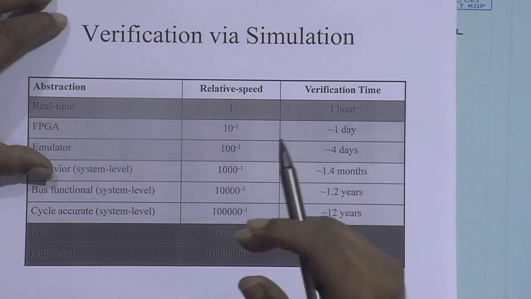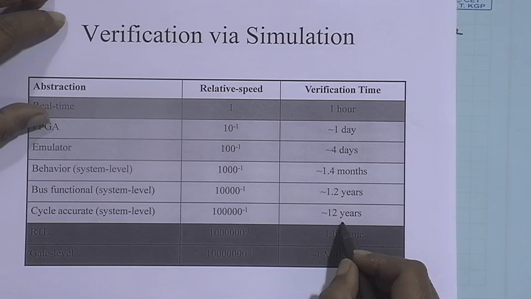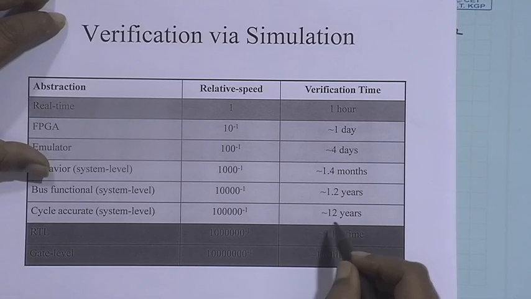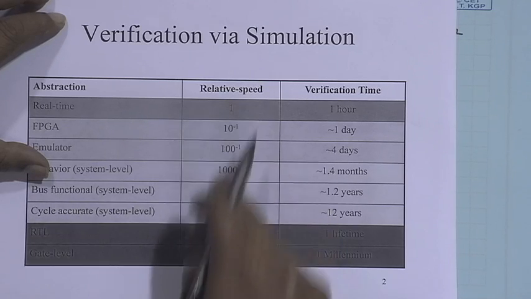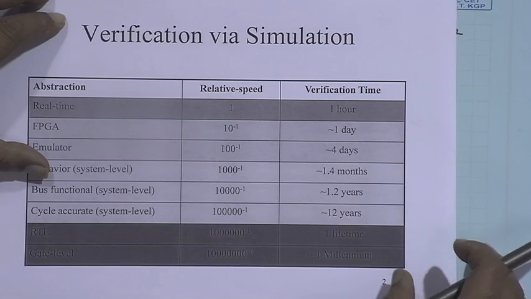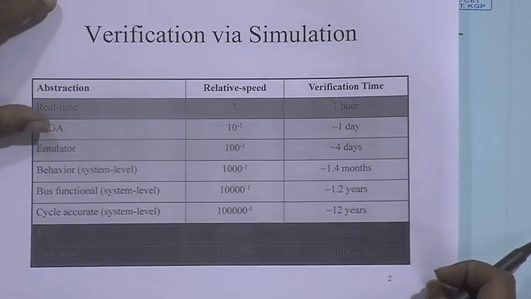If I go further down to the cycle accurate system level, where at every cycle it is accurate or not, then it will take around 12 years. And the hazardous thing that I was talking about is not visible here. At the same scale, an RTL will take 1 lifetime, and gate level will take a millennium. So, that is the way the simulation speeds vary. Now, how can we speed it up?